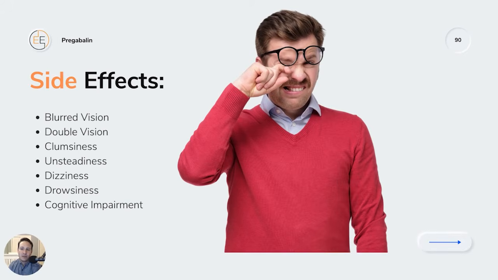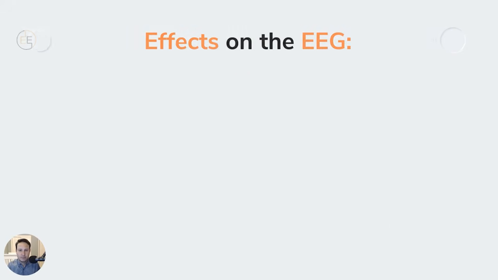There are some side effects when taking pregabalin, and they're mostly functional impairment, such as vision changes, whether it be blurred or double vision. Coordination issues listed are clumsiness and unsteadiness, which actually may go hand in hand. Dizziness, drowsiness, and impaired thinking are also side effects.